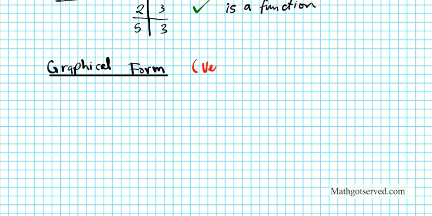Okay, vertical line test. So if you draw a vertical line through all the ordered pairs, through all the points, if it cuts through more than 1 point, then it is not a function. Okay. So let's take a look at an example. Example 1. Consider this set of ordered pairs in graphical form, and let's see if it's a function or not.